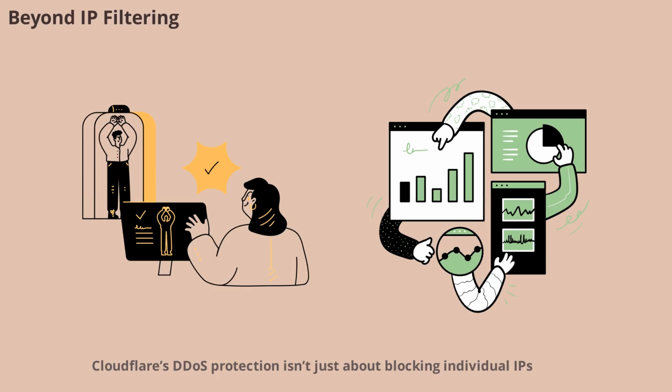Cloudflare's DDoS protection isn't just about blocking individual IPs. It uses sophisticated algorithms to identify and block groups of suspicious traffic. By looking at patterns and behaviors, Cloudflare can stop attacks that would otherwise slip through basic filters. This layered approach keeps your app safe from even the most persistent attackers.